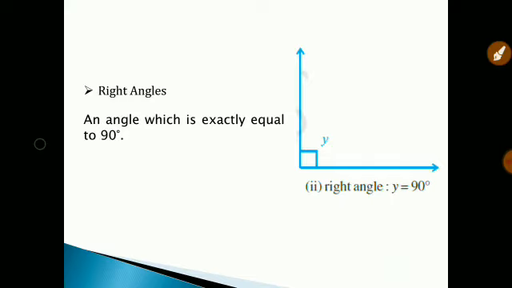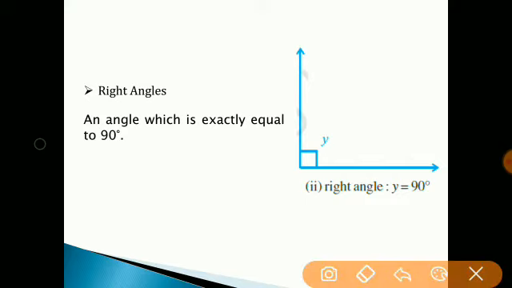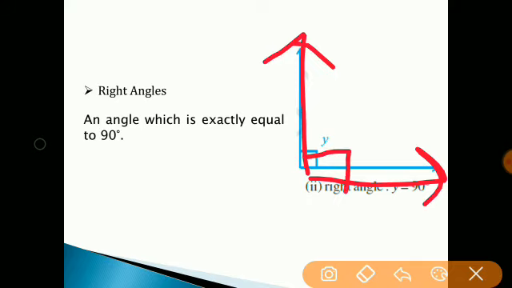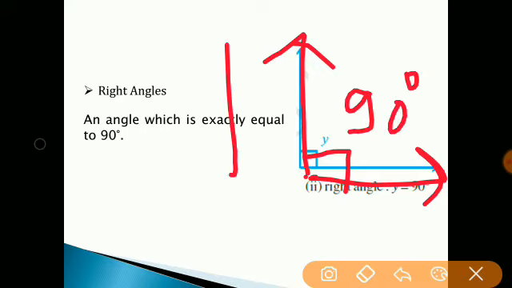Right angle. An angle which is exactly equal to 90 degrees is called a right angle. We can see that in this figure we have two rays, and both meet at 90 degrees. So this is called a right angle. We can draw a right angle like this. Only if the angle is exactly 90 degrees can we say that it is a right angle.